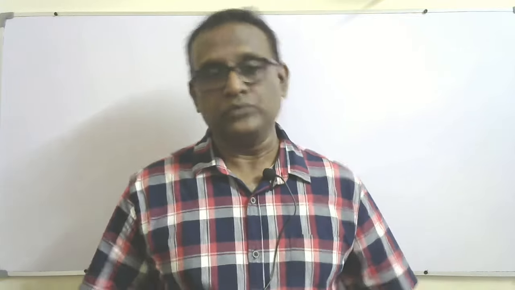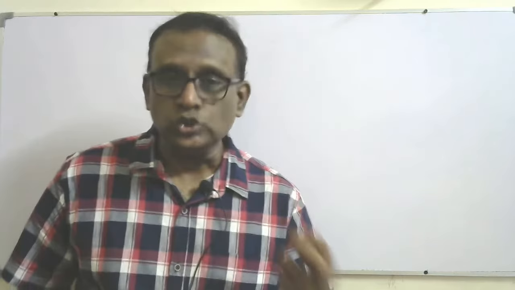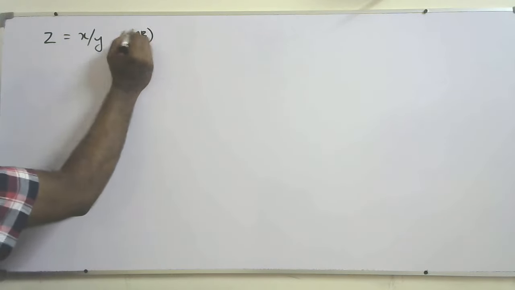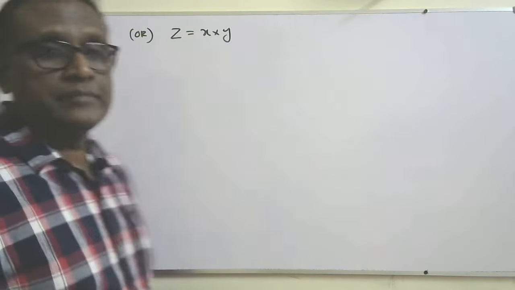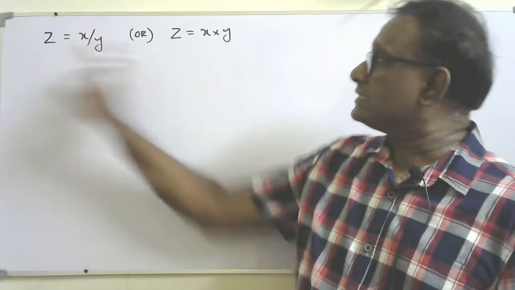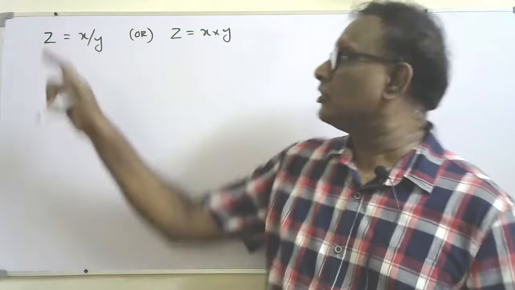Say, for example, if you want to measure the area of a rectangle, we measure the length, we measure the width, and we multiply the length by the width. Like that, imagine X and Y are the two measured quantities, and the physical quantity Z is calculated by using X over Y or by using X into Y. We are multiplying or dividing the measurements to find a physical quantity Z. So in this approach, how do we find the uncertainty and percentage uncertainty of Z?